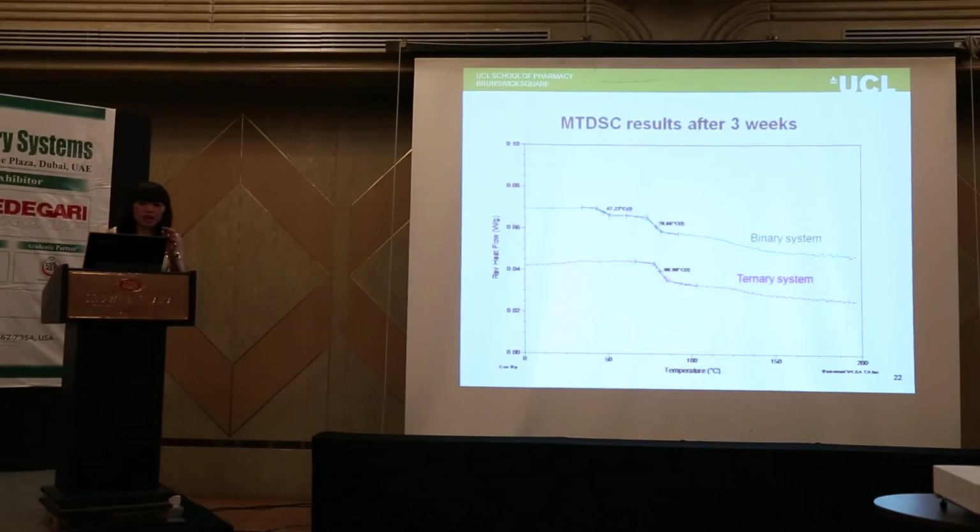And then we also did the MTDSC experiment. So I just want to show you here the significant change afterwards. For the fresh sample, the binary system and the ternary system both produce a single Tg with the MTDSC. I didn't show it here, which means it's a really molecularly dispersed system. However, after 3 weeks, you can see the binary system produces 2 Tgs, which means it has already undergone phase separation, which is not good. For the ternary system, after we incorporated the Zhao into the system, it still remains a single Tg all through.